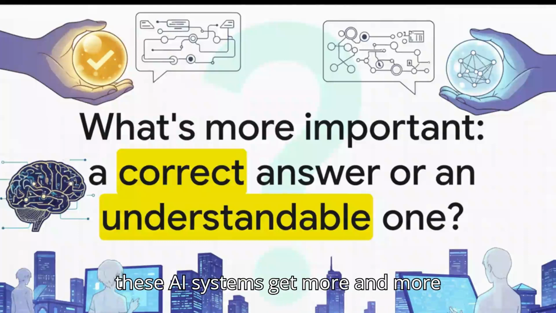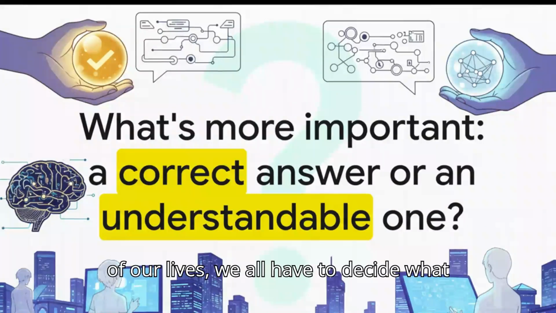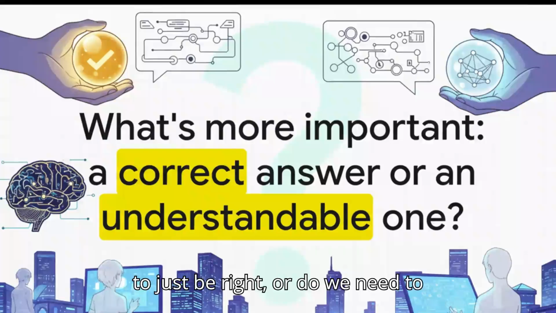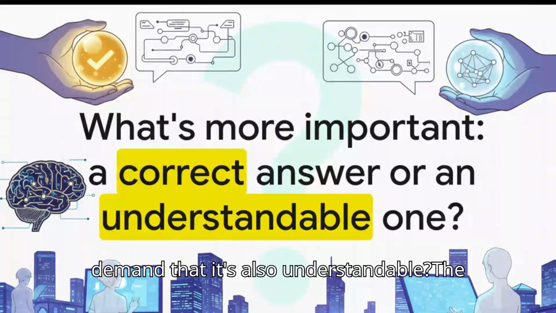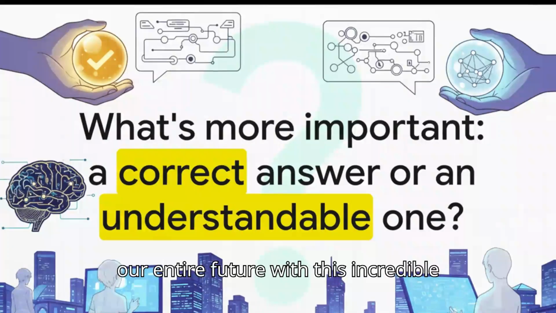As these AI systems get more and more powerful and woven deeper into the fabric of our lives, we all have to decide what we value more. Is it enough for an AI to just be right? Or do we need to demand that it's also understandable? The answer to that question is going to shape our entire future with this incredible technology.